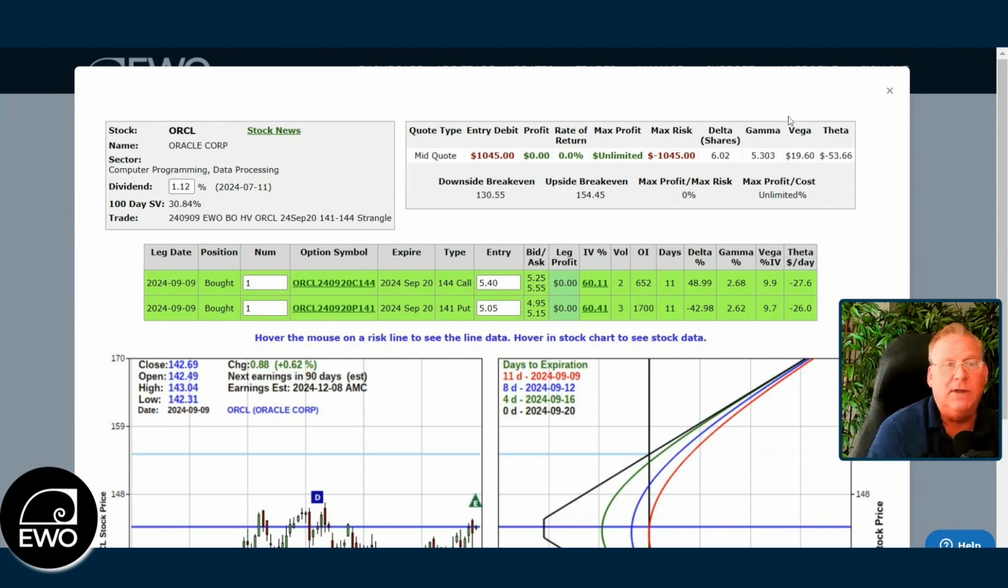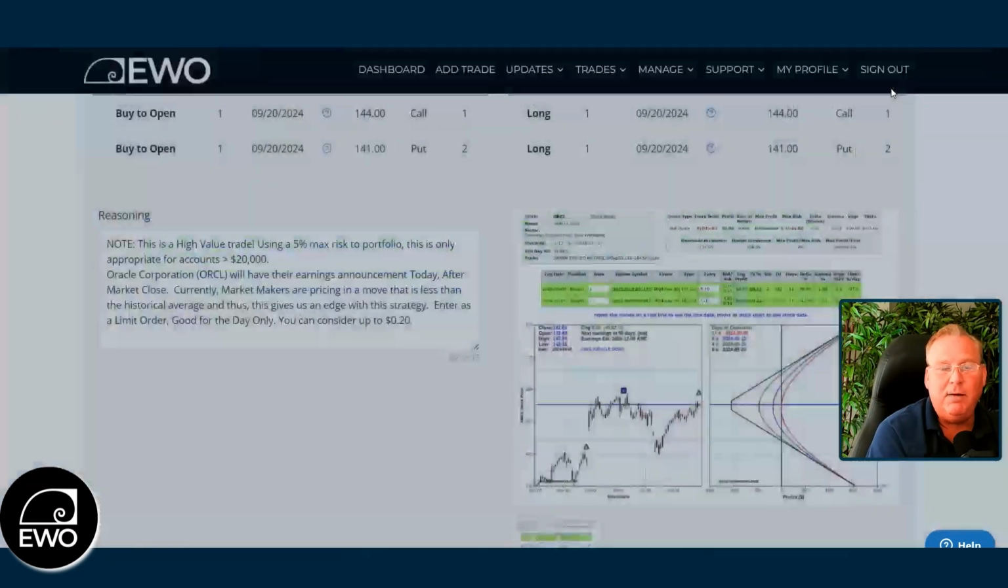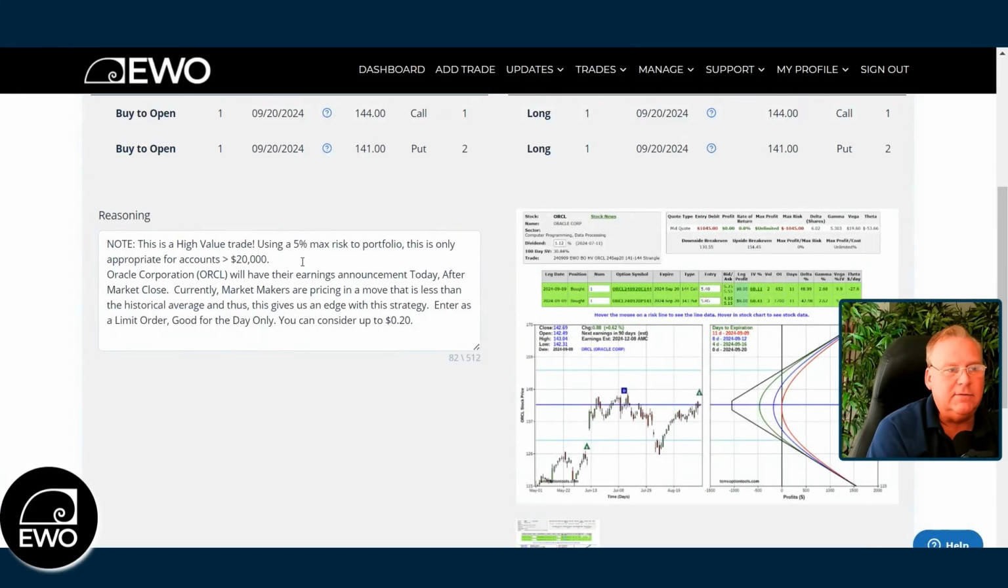And so in the commentary, when we publish this trade, I write, and it's here on the left-hand side of your screen: note, this is a high-value trade using 5% max risk to portfolio. This is only appropriate for accounts greater than $20,000. So we are applying risk management here through the size of the trade, relative to your available balance, your buying power, or your total account value. And here we limit ours to 5%.